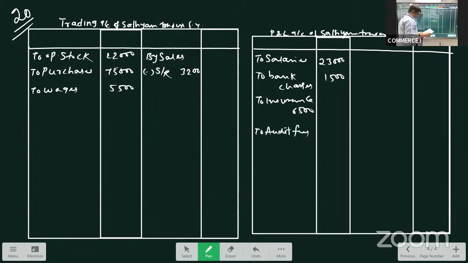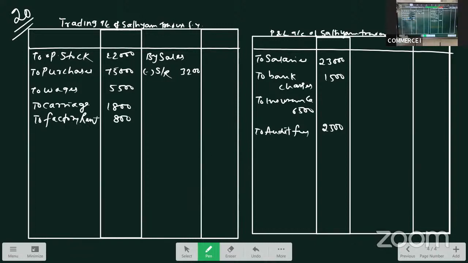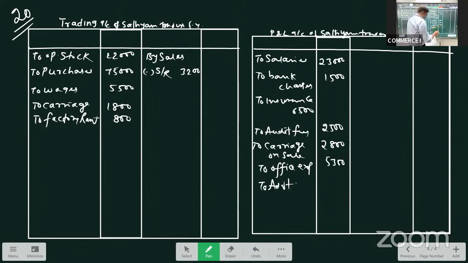Audit fees, I told you once, that is the amount paid to the auditor of the books. Then carriage, if only carriage is given, we take it to trading account as carriage on purchases. Carriage is given as 1,800. Then factory rent, any expense related to factory goes to trading account, 800. Then carriage on sales is a selling expense, it will go to P&L. Carriage on sales, 2,800. Office expenses, 5,300. Advertisement, 1,300. Okay, then credit side capital.